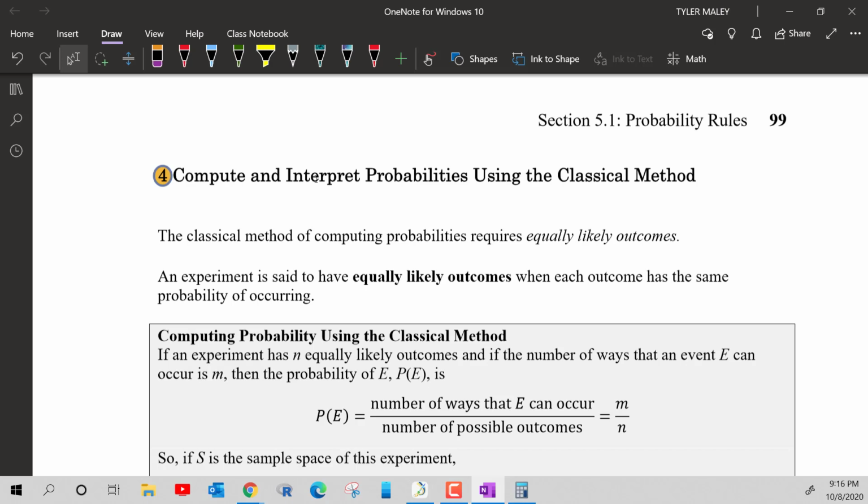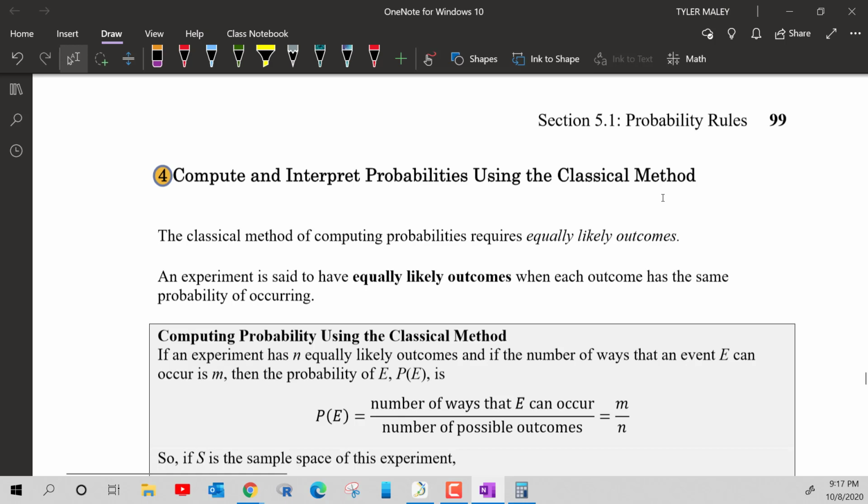In other words, if I were to roll a die 10,000 times, I would expect 1/6 of the rolls to be a 1, 1/6 to be a 2, 1/6 to be a 3, 1/6 to be a 4, 1/6 to be a 5, and 1/6 to be a 6. So we want an even number of relative frequencies for each of the outcomes. Then we would say that's equally likely.